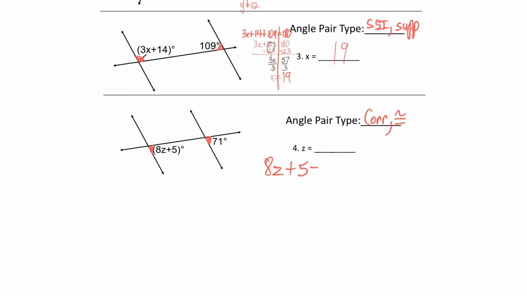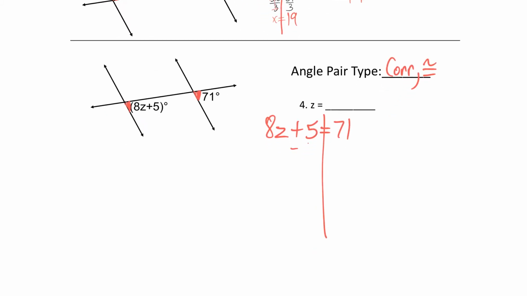8z plus 5 equals 71. So we're going to subtract 5 from both sides. We get 8z equals 66, divided by 8. And we're going to get a decimal here. What is it? Yep.